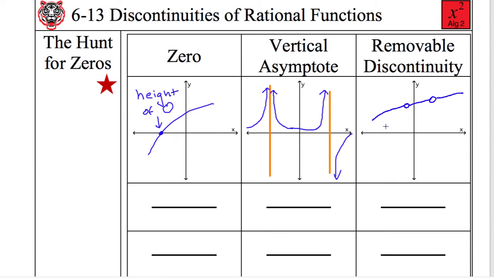Sometimes you'll only have 1, sometimes you'll have none. I mean, you could theoretically have like 100. You could have 1,000 of these if you wanted to. It just means it's a giant function. All right, so far so good.